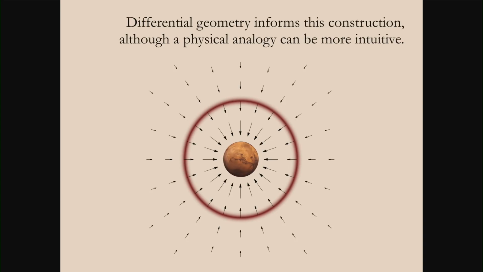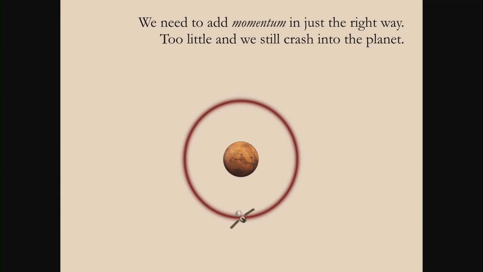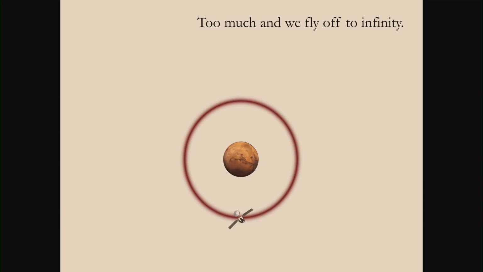Yeah, we need a push. We need some inertia to fight against gravity. We've got to be careful in how we do that. If I add too little inertia to the system, well, I still crash into the planet. I delay the inevitable by a little bit, but I still eventually fall in. On the other hand, if I add too much momentum, well, then gravity's not strong enough to capture my little satellite at all, and it flies off to infinity.